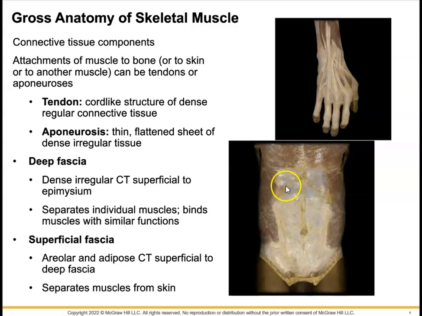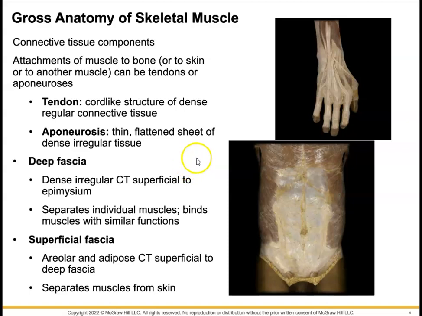Now, when you look at the abdominal area, you see this white sheet of connective tissue. That is an aponeurosis. Specifically, that is called the abdominal aponeurosis. You have an epicranial aponeurosis. Anybody want to guess where that is? Epicranial, upon the cranium. So it's on the top of the head. Aponeuroses are flat sheets that tend to attach muscle to other muscle or to skin. More commonly, you have tendons that attach muscles to bones.